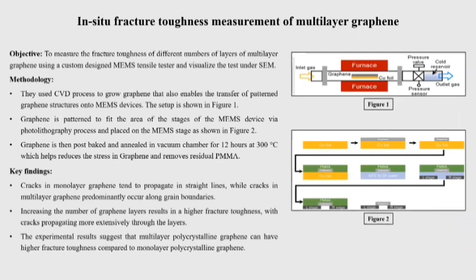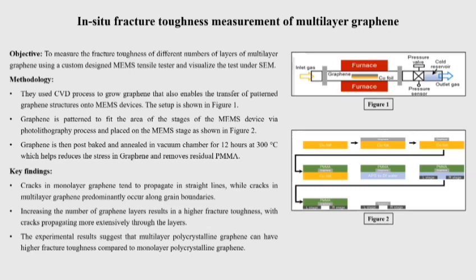The objective is to calculate the fracture toughness of multilayer graphenes, and the methodology they use is chemical vapor deposition process to grow different numbers of layers of graphene on copper foil. Graphene is patterned to fit the area of the MEMS stage, and the graphene is patterned to avoid unnecessary graphene covering the MEMS stage, which could hinder some imaging. And graphene was transferred onto the MEMS stage using a PMMA wafer.